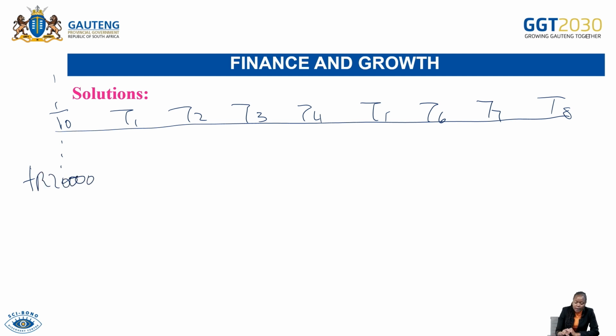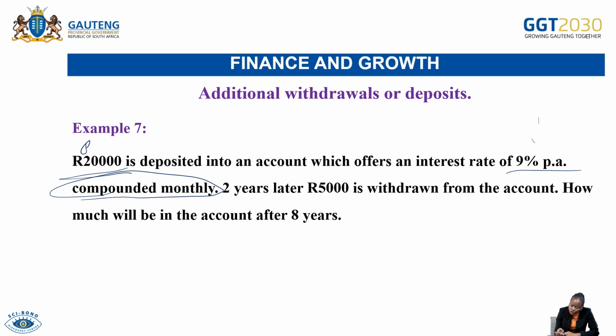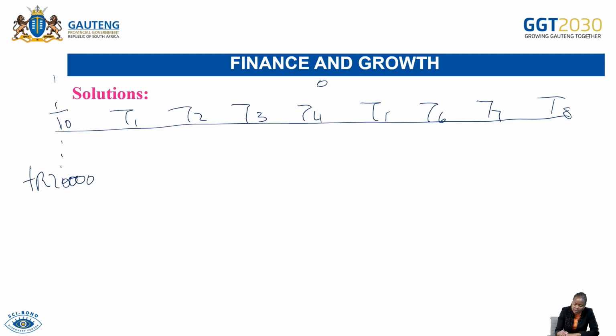And then what happens? It offers an interest rate of 9% per annum. So the interest rate here is 9%. Since it's compounded monthly, we divide the interest by 100. Sorry, we divide the 0.09 by 12 since it's monthly.